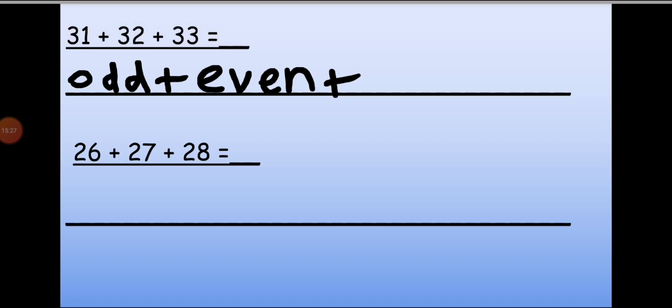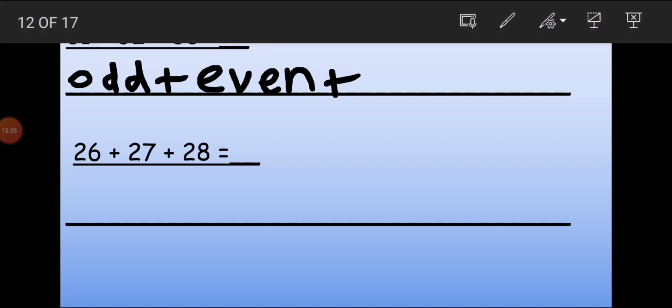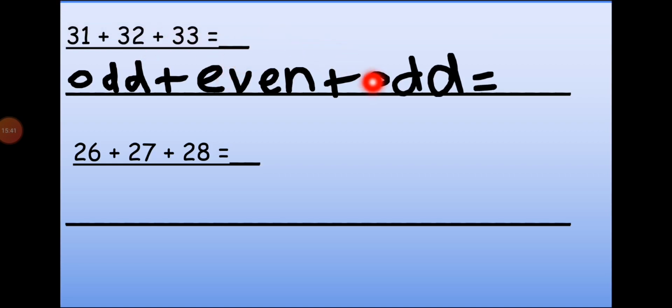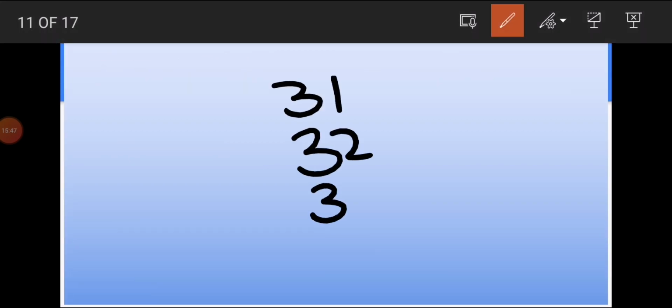Now look at the third number, 33. 3 is on the ones place, 3 is on the tens place. So 3 is an odd number. It means the whole 33 number is an odd number. Now we will add odd, even and odd, 3 consecutive numbers. So 31, 32, 33, ones and tens.